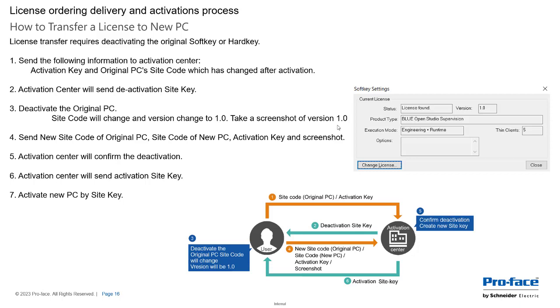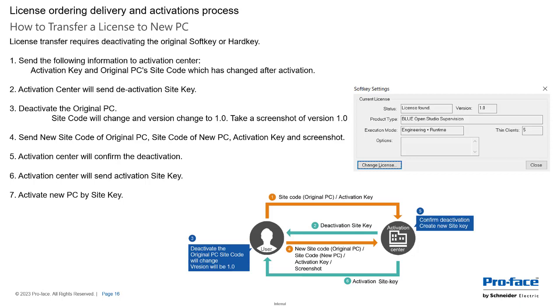As far as the license ordering and delivering activations processes go, this is just a slide here talking about how we transfer a license to a new PC. So if we want to transfer a license from one PC to another PC, this is the procedure that we follow. And again, this is posted on the website today. You'll see that you're going to send the information to the activation center, the activation key, in the original PC site code, which gets changed after activation. The activation center will send a deactivation site key.